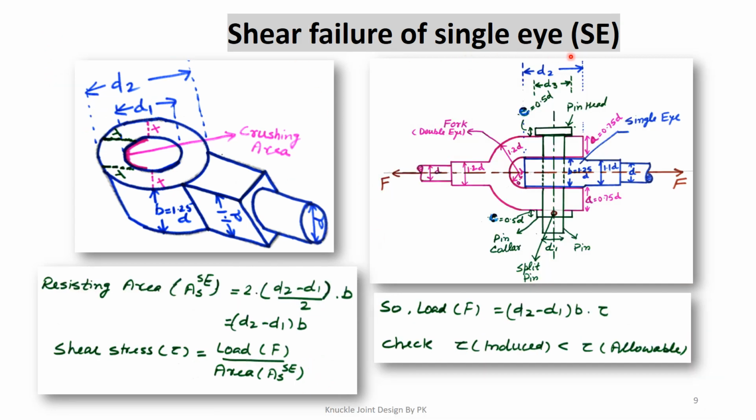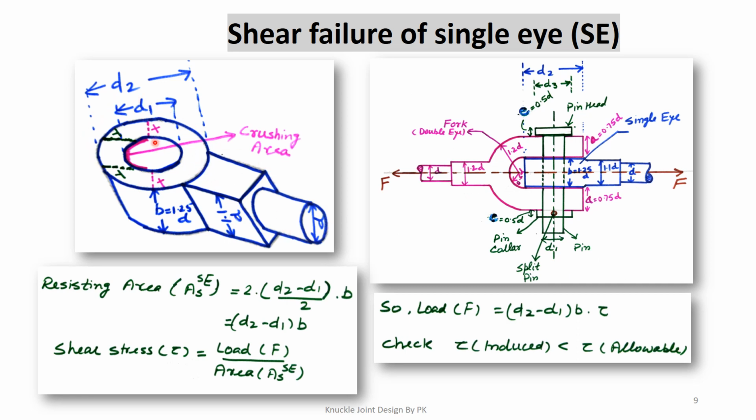This single eye and rod can also fail in shear. So this is the pin basically, and the pin is in contact with the single eye here, and when we apply the force F here, there should be chances that this portion of the single eye can fail in shear. Let us see the three-dimensional view of the single eye. This is the three-dimensional view of the single eye here.